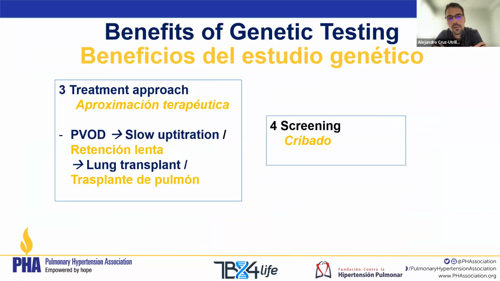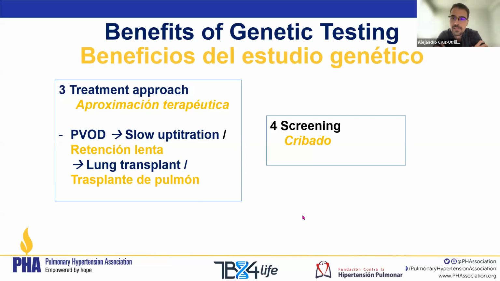The third point could be to do a different treatment approach. If we discover a patient with a genetic mutation causing PVOD, we should be aware of treatment uptitration. As I said before, many times we should slowly uptitrate these patients because they can have pulmonary edema when using pulmonary vasodilators. But we also should be aware of referring this patient quickly to lung transplantation because the prognosis many times is poorer in comparison with other forms.